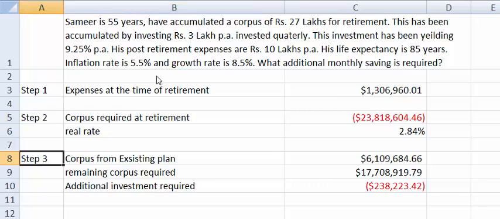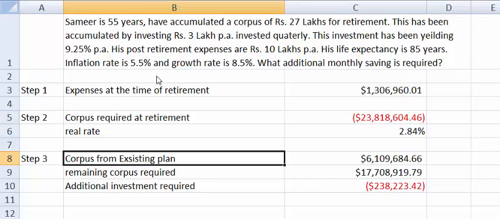And then step 3, corpus from existing plan. Once again, in this step 3 we have 2 different sub-questions. But remember, they still get clubbed as step 3 because they are a part of finding out what additional investment is required. So with this framework, any retirement question can be solved very easily.